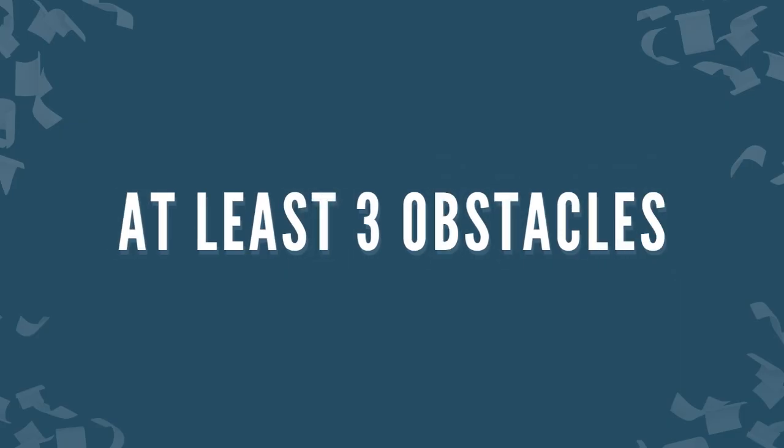Your main character needs at least 3 obstacles that stand between them and their goal. Now, 3 is a good minimum. Most novels have more than that, but 3 at least gets you started. Jaws has many more, but for the sake of simplicity, I'm just going to call out the 3 main ones.